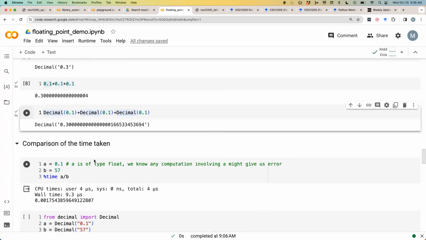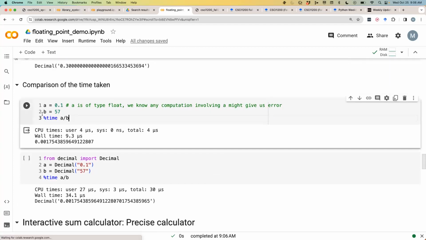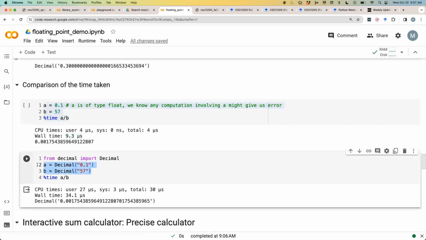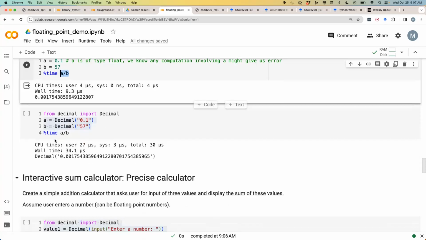Now, and then we ask, why don't we always use decimal in that case? Because it takes time to compute when it's a decimal type. So if you compare, this is of type float. The time is 9.3 microseconds. And if you compare this, where this is of type decimal, it takes 34.1 milliseconds. So if you want fast calculations, you might want to consider using float because it's fast, and it gives a slight error that you might want to accommodate. It's fine to have a slight error, for example.